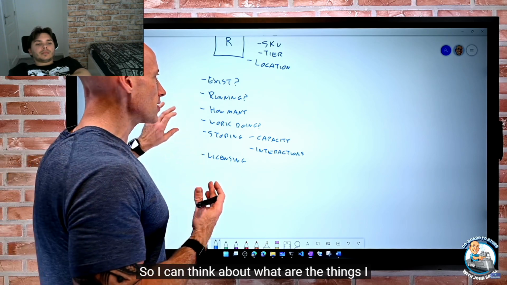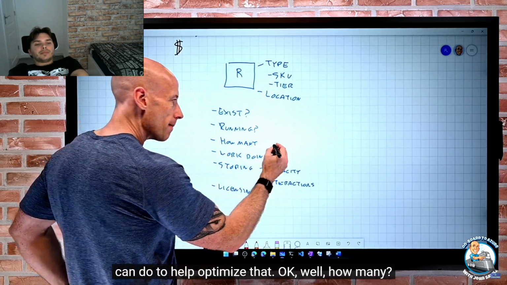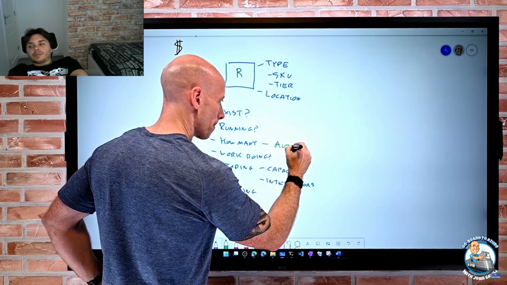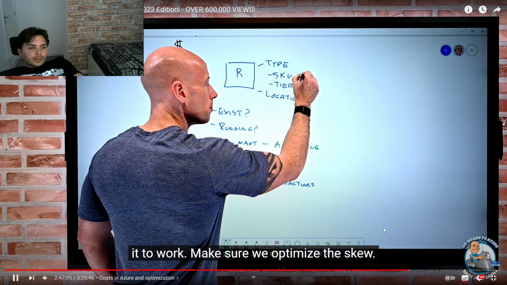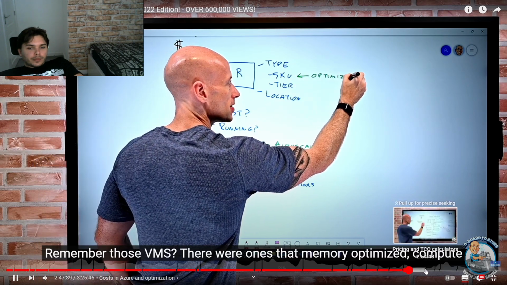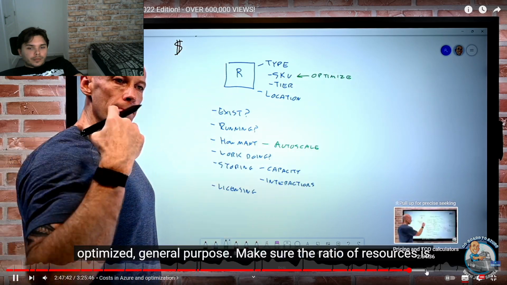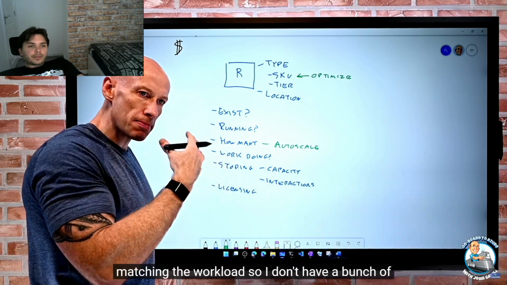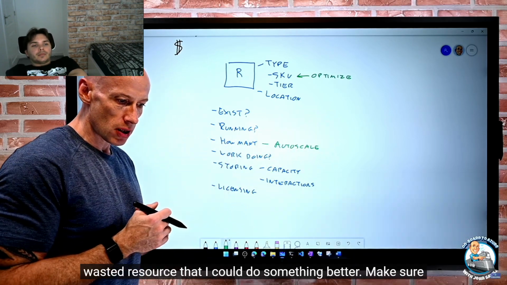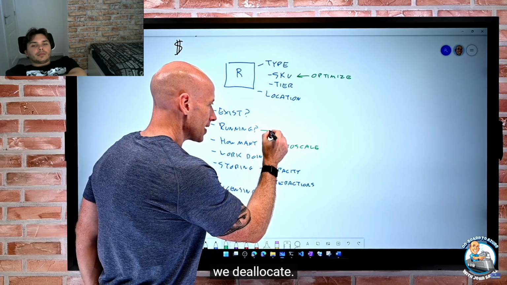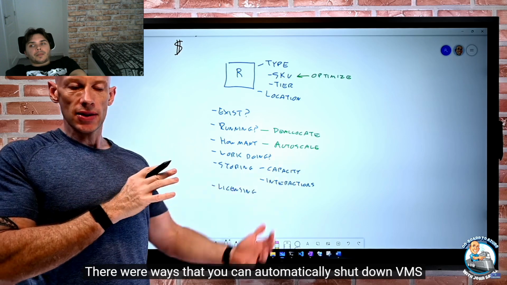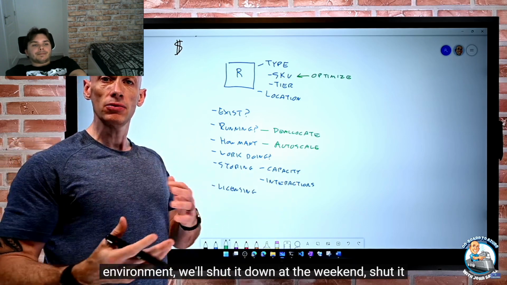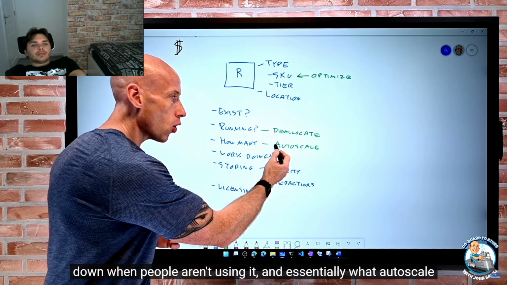So what are the things I can do to help optimize that? Well, how many? Autoscale. Make sure we're only running the number we need for it to work. Make sure we optimize the SKU. Remember those VMs: memory optimized, compute optimized, general purpose. Make sure the ratio of resources matches the workload so I don't have a bunch of wasted resource that I could do something better with. Make sure we deallocate when it's not required. There are ways that you can automatically shut down VMs at night. If I have a dev test environment, we'll shut it down at the weekend, shut it down when people aren't using it. That's essentially what autoscale does.